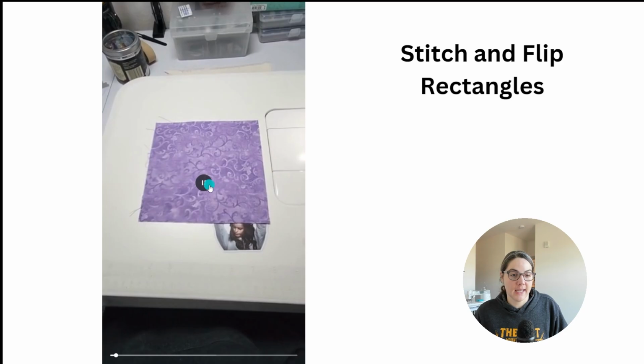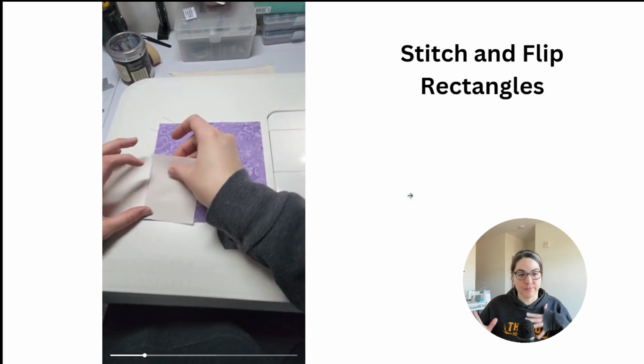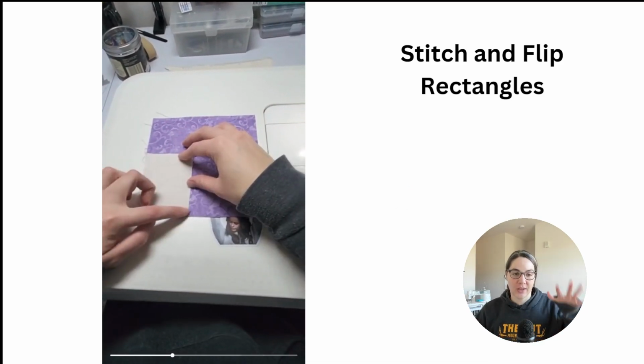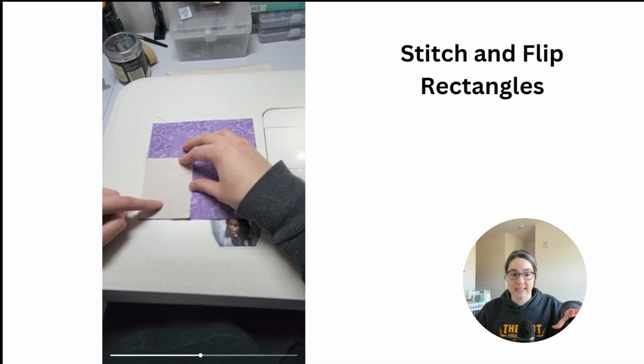Just like with the stitch and flip triangle squares method, you're going to start with a base piece, and then you're going to have your rectangle that you're going to add onto it.